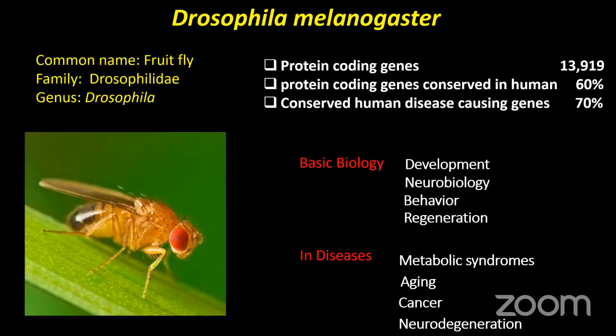So we now use this model, Drosophila, to study the basic biology of development and brain development, behavior like aggression, and regeneration like axon regeneration. And apart from this basic biology, we also use these flies to model or study different diseases like metabolic syndrome and aging.